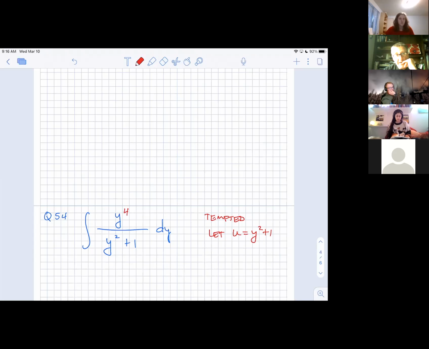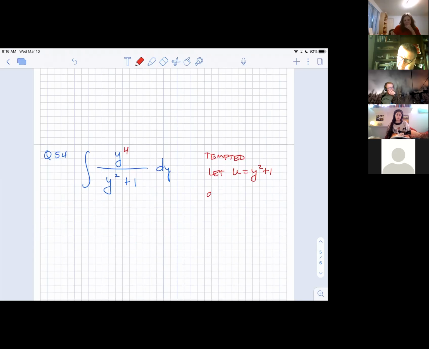Now, could you transform this into an equation with u's? Absolutely. But the question is, will it be easier? That's the problem. Let's quickly do that. So let's see, this would be du equals 2y dy. And I have y to the 4th up there, and I have u down here because y squared plus 1 is u. And then I have to replace dy, so I have to divide 2y over. So this would be du over 2y.